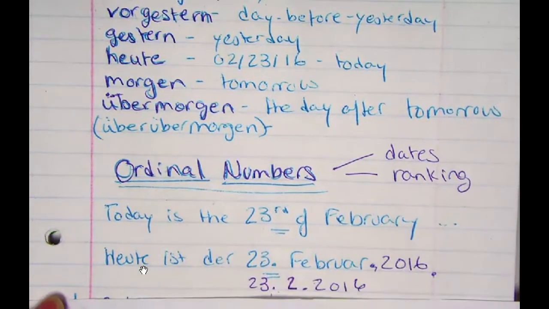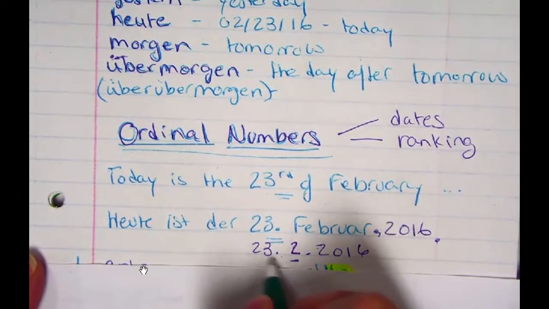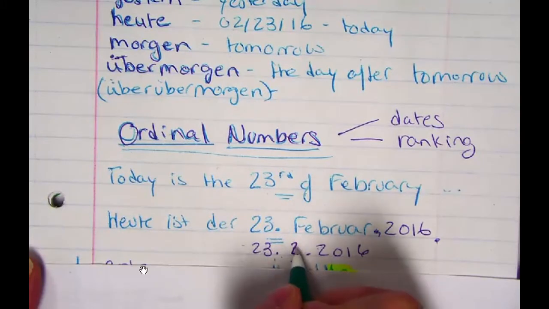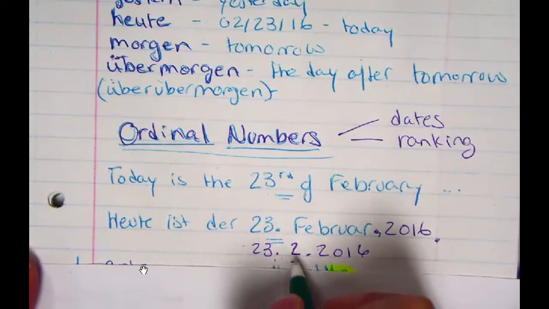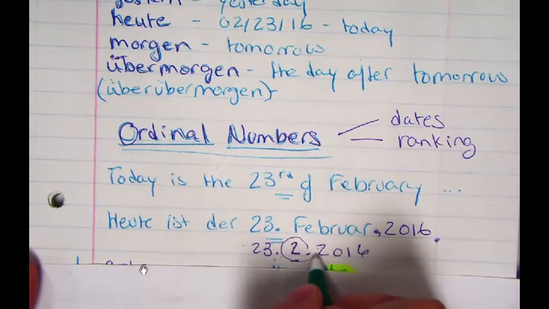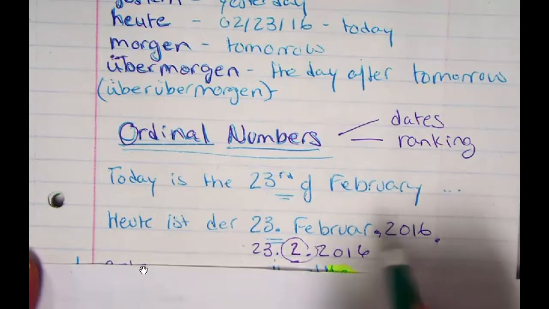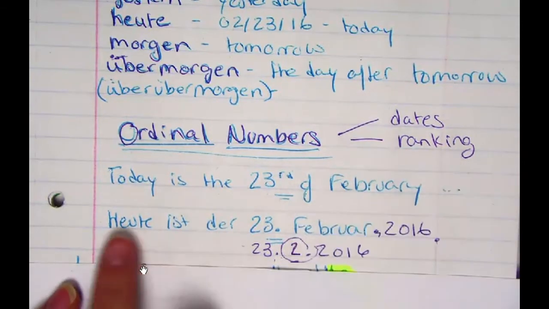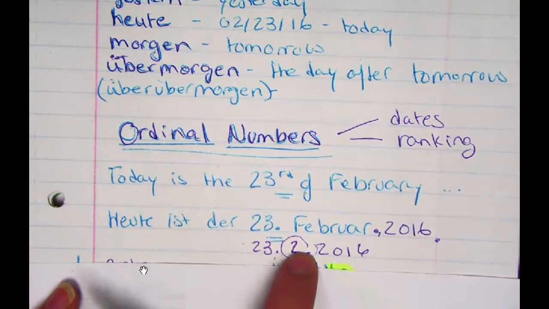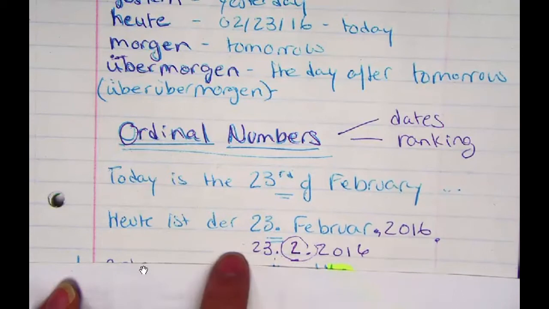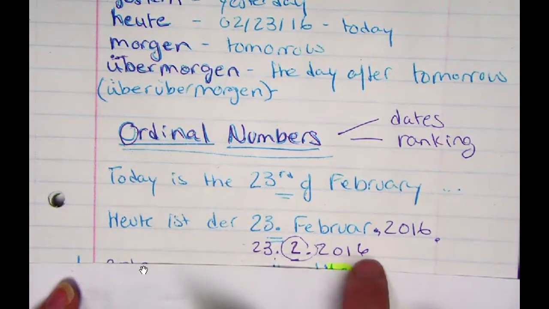So, the month is in the middle. That is really important because the way we see it is you start with the smallest thing and then you go to the biggest. So day, month, year. In English, we do it the other way, so just remember this is the way it goes. That also means that when you're saying these as numbers, you would say, heute ist der 23.02.2016. So today is the 23rd, 2nd, 2016.